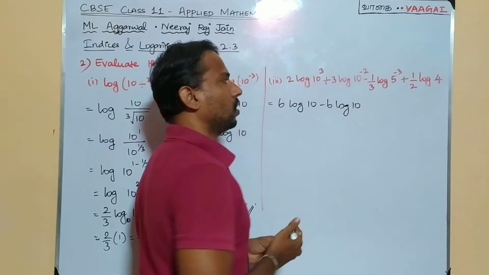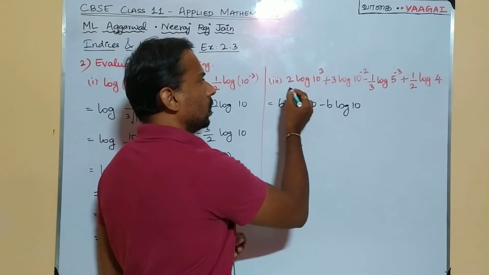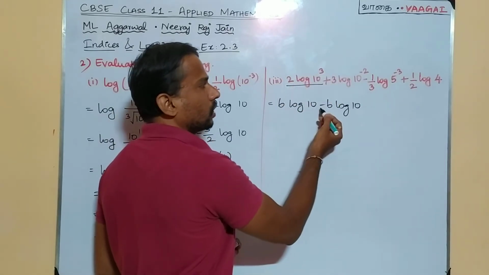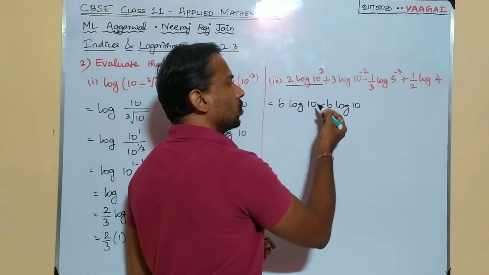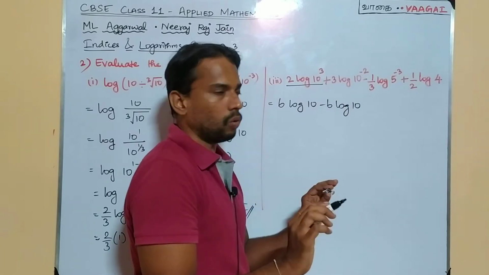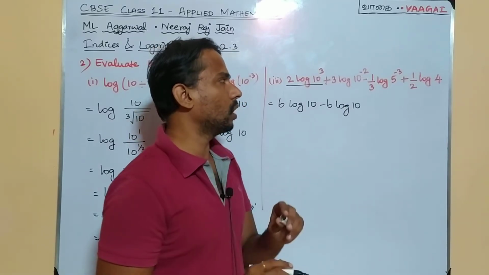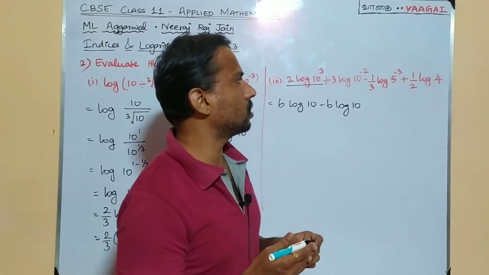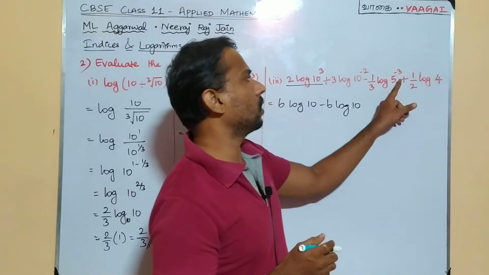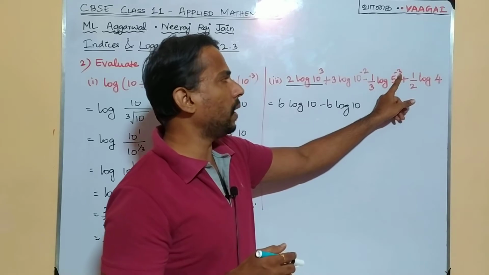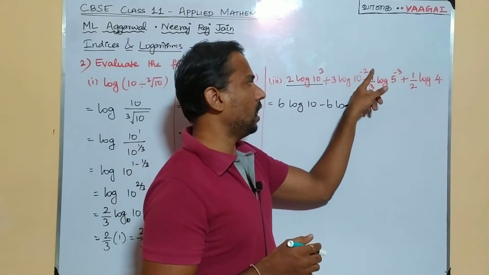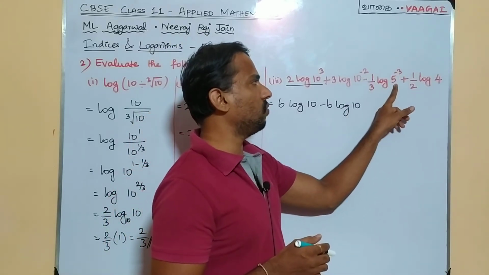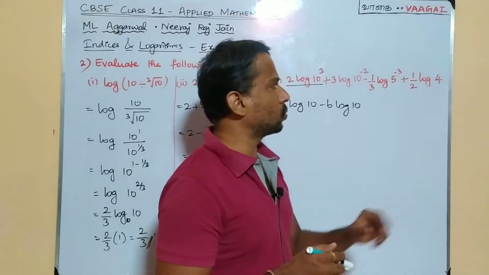So I hope the first two operations are very clear to you. Here we did 2 3s are 6 log 10, and here we did 3 into minus 2, which is minus 6 log 10. This is what we are doing here. Next, we'll try to do the same thing. So what will happen here now? Here we have a minus 3 in the power, right? We already have minus 1 by 3 log of 5 power minus 3. This is what we have.